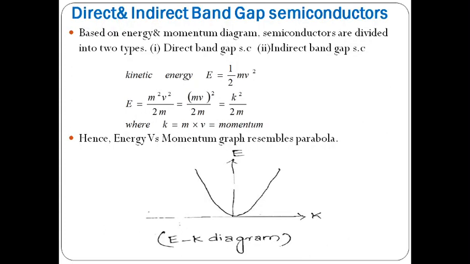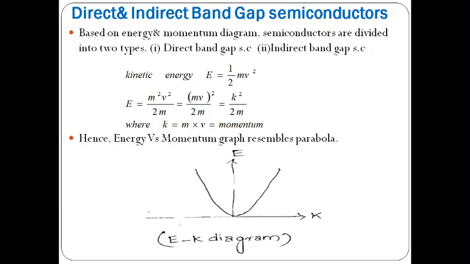Next we will discuss direct and indirect bandgap semiconductors. Based on the energy and momentum diagram, semiconductors are divided into two types, that are direct bandgap semiconductors and indirect bandgap semiconductors. Otherwise, you can say E-K diagram. E means energy, K means momentum.